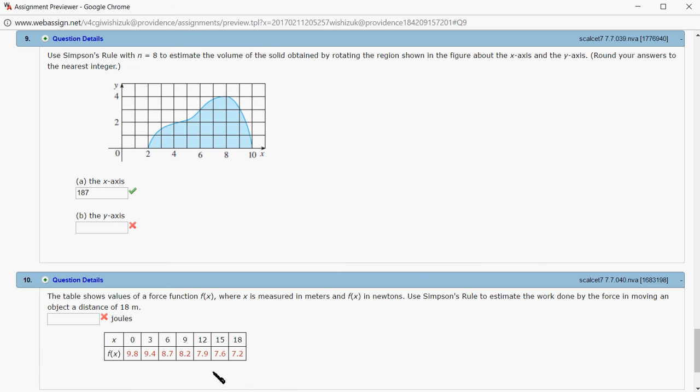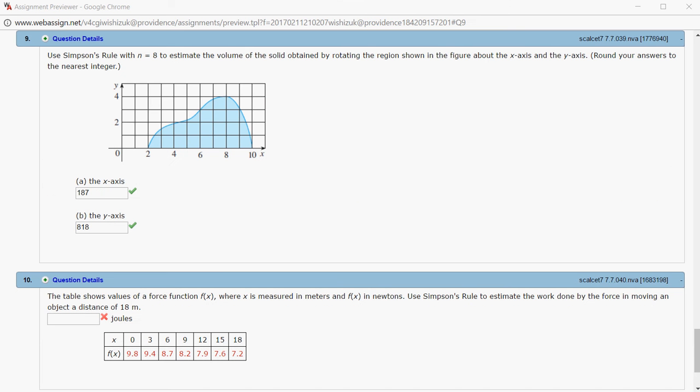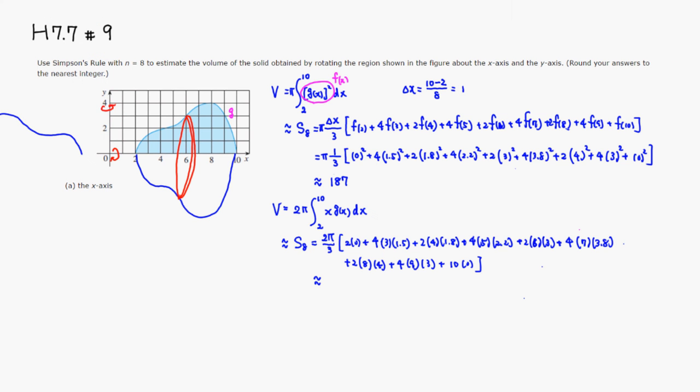Let's type it in. It came out to be 818. Let's check the answer. Submit for testing. It came back and looks like we got this one correctly as well. That's it. I hope that this was clear.